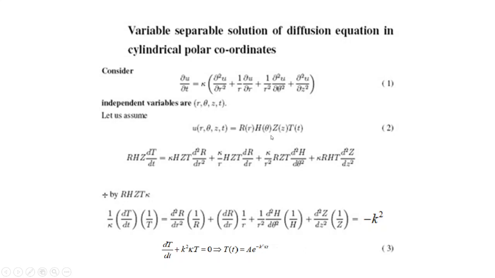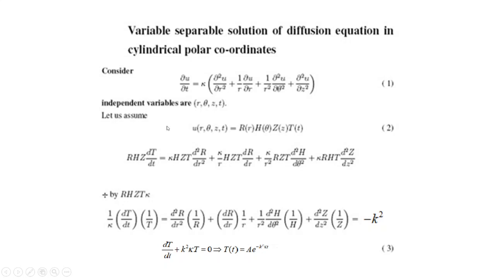Once we have assumed equation 2 as the solution of 1, equation 2 must satisfy equation 1. So our problem is now to find these functions capital R, capital H, capital Z and capital T. For that we shall take equation 2 and substitute it in equation 1. While doing so, you will get this equation.